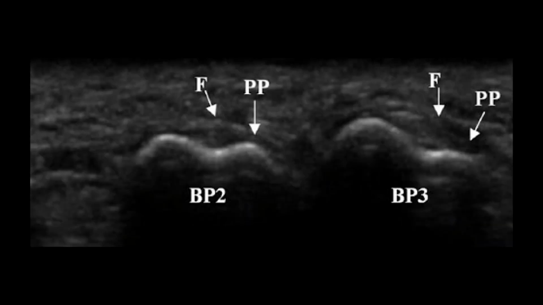Whereas the last short axis view was the plantar plate at the level of the metatarsal, here you can see the plantar plate at the level of the proximal phalanx base, also in the short axis view. It's a little bit harder to identify, but the PP indicates the plantar plate, the F again indicates the flexor tendon, and the BP3 is the base of the proximal phalanx 2 and 3.